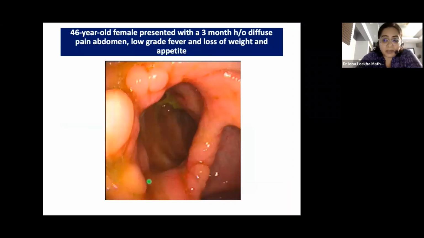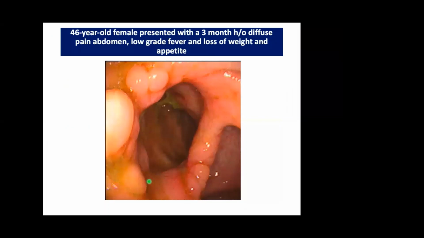Can anyone tell me what this is? Okay, next is Dr. Rohan. Are you there, Rohan? Yes, sir, I'm there. A 46-year-old female presented with a 3-month history of diffuse pain abdomen, low-grade fever, and loss of weight and appetite. This is the endoscopy finding.